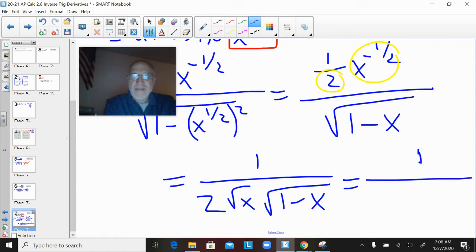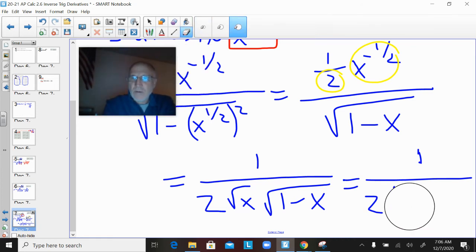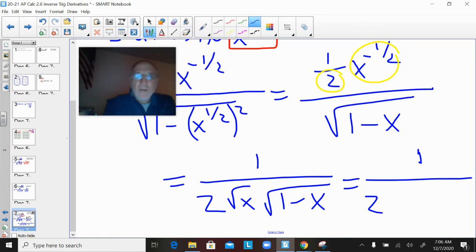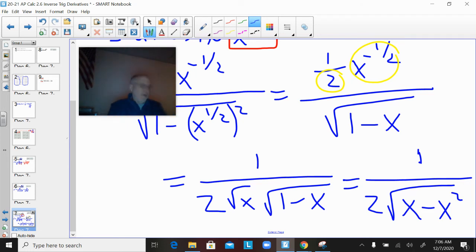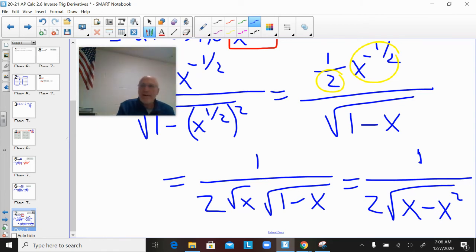Good. Who needs lights? This is 2, and then if I multiplied root x times root 1 minus x, actually I don't need the parentheses there. I can just use the root sign. So I can write this as root x minus x squared. And I don't know that that's better or worse, but it's equivalent, and it's a way that you might see it.